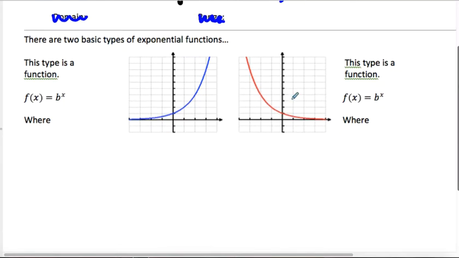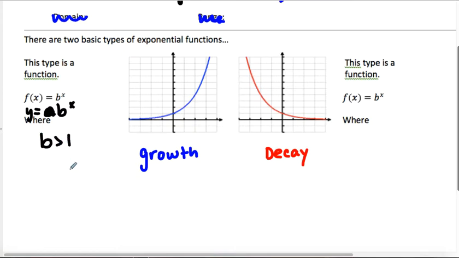The two basic functions, the one I have in blue here and the one I have in red here, are exponential growth and decay. This is a picture of growth, and this is a picture of decay. Fundamentally, when you look at a function like f of x equals b to the x, or y equals a b to the x, if b is greater than 1, it indicates exponential growth. If b is less than 1 but greater than 0, so it's a fraction less than 1, then you have exponential decay.